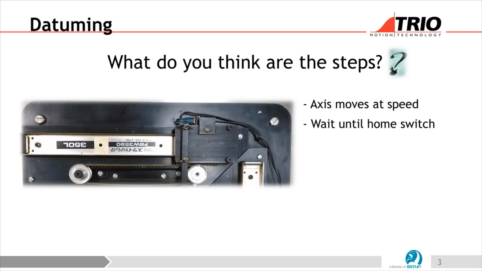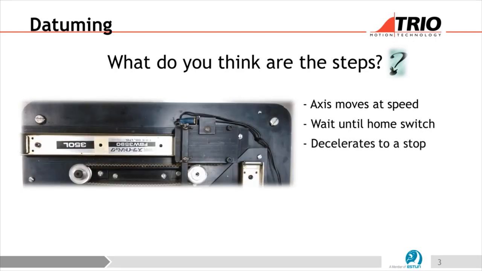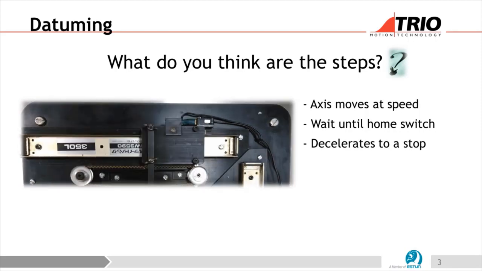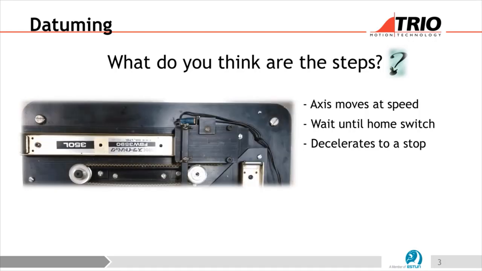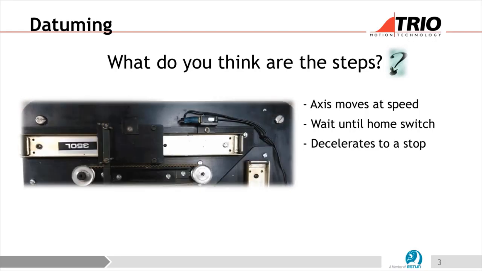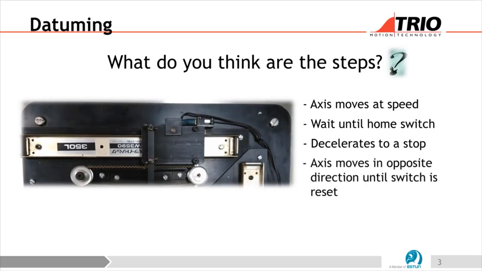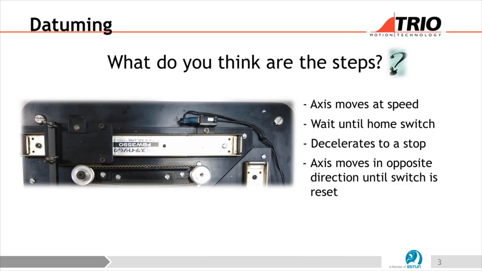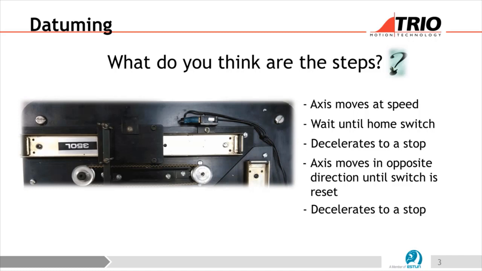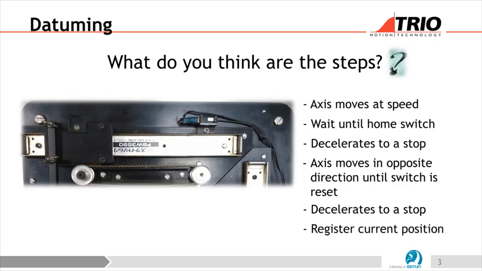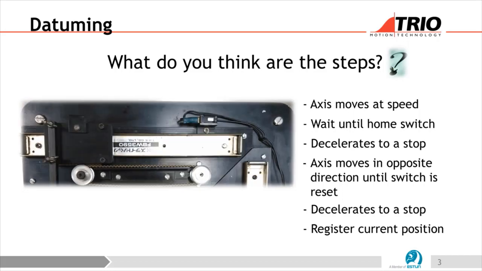The axis moves at speed, waits until the home switch, and decelerates to a stop. You can have several types of deceleration: a ramp stop, cruise to stop, or creep. Once it has reached the home switch, it can slow down. Then the axis moves in the opposite direction until the switch is reset, and then it registers the current position, which you can see from the axis parameter, the T-pos.